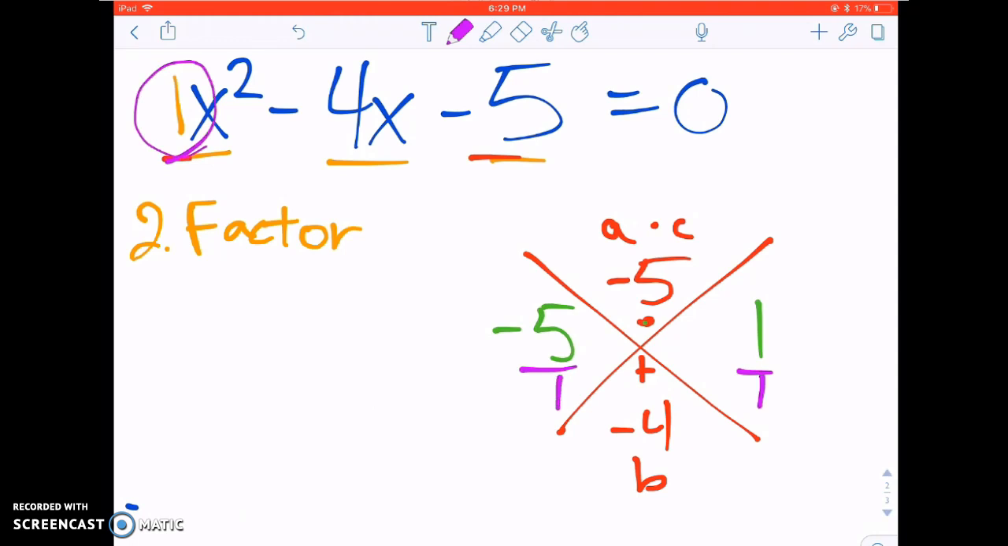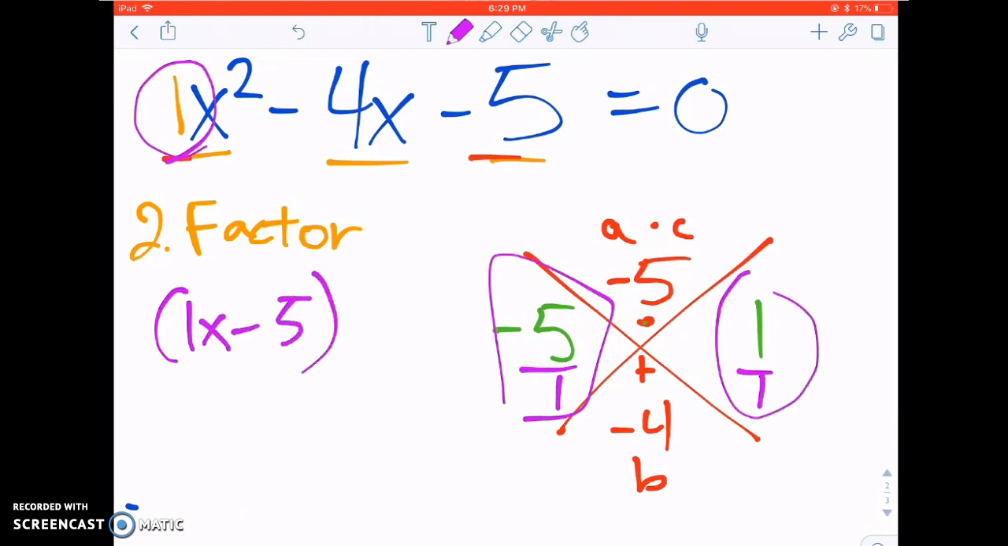Alright? And then, we've said it a million times, we go from bottom to top. Bottom to top. Here we go. This solution here looks like this: 1x minus 5, right? And this solution over here is just 1x plus 1, which we don't even really need to put the 1's in front, correct?